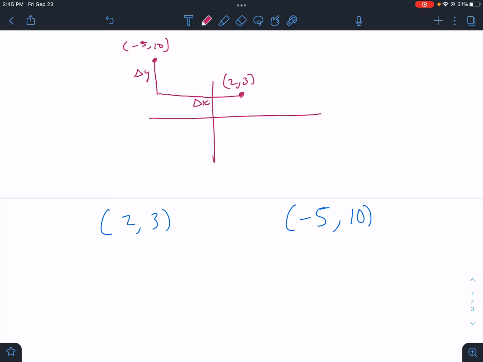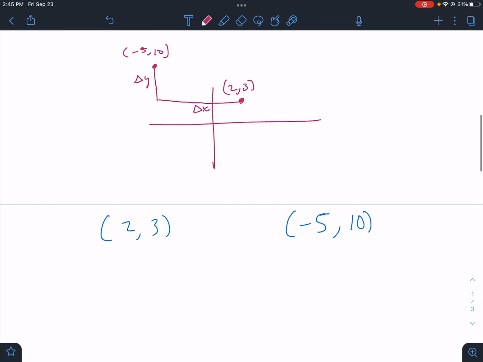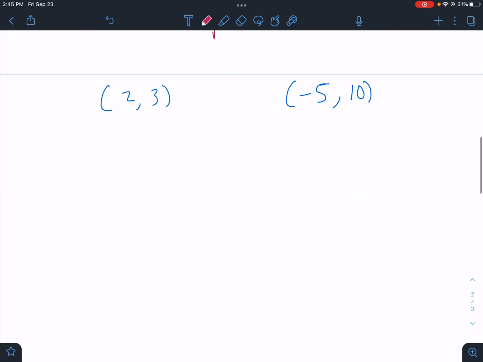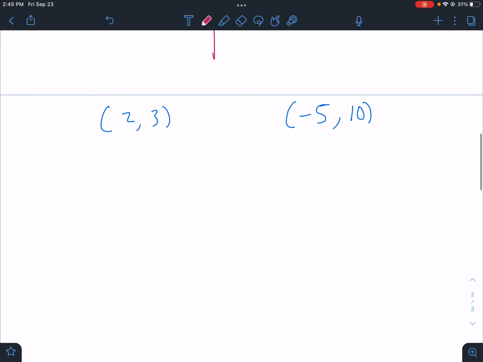So like negative 5 and 2, those are 7 apart. We didn't care if it was plus 7 or minus 7. But slope is all about direction. Yes, we care about the direction. The letter M represents slope. It is the change in y over the change in x, also known as the rise over the run. The rise is your y's.